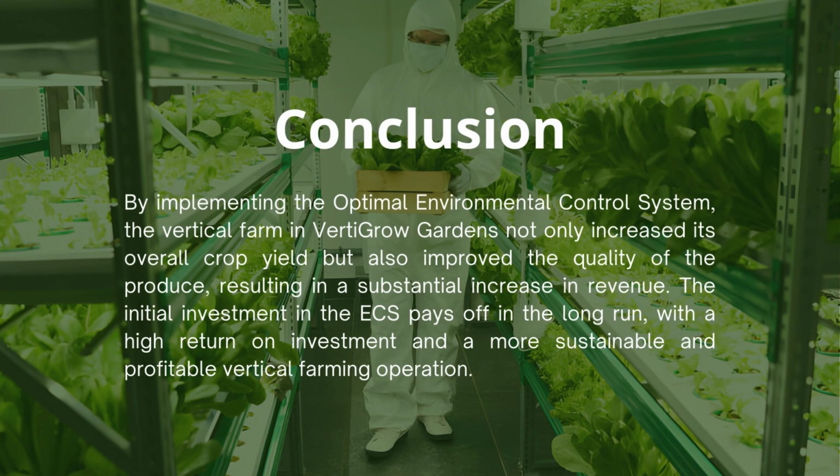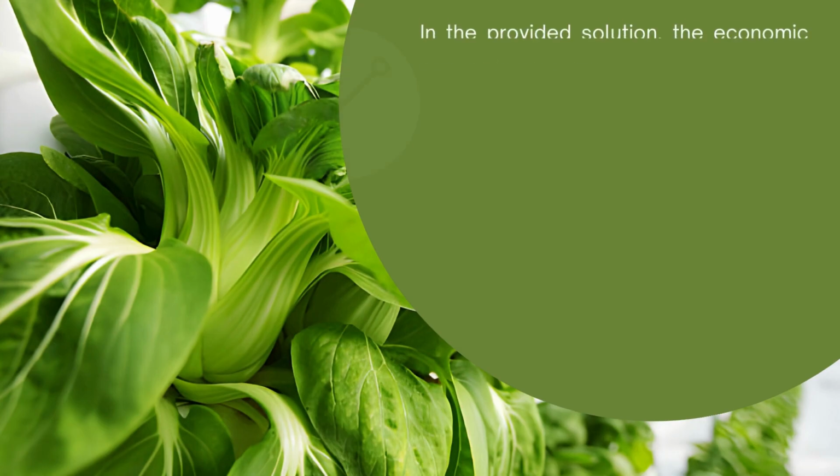By implementing the optimal environmental control system, the vertical farm in Vertigrow Gardens not only increased its overall crop yield, but also improved the quality of the produce, resulting in a substantial increase in revenue. The initial investment in the ECS pays off in the long run, with a high return on investment of 128.89% and a more sustainable and profitable vertical farming operation.